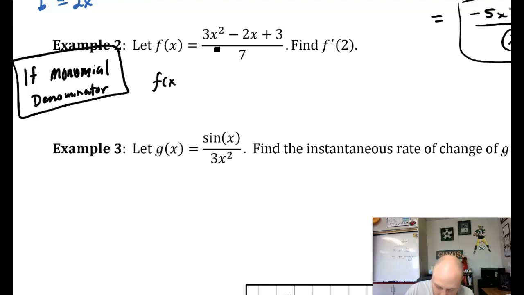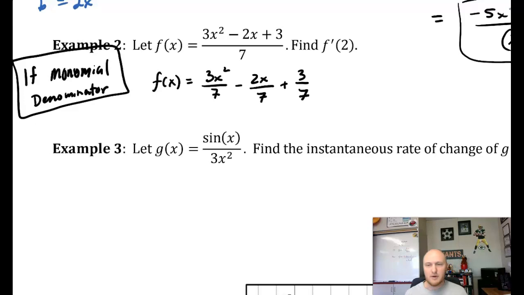So what I'm going to do is say, okay, f of x is 3x squared divided by 7 minus 2x divided by 7 plus 3 divided by 7. I can go ahead and split that. This is true. I can divide every single term by that denominator. And then my derivative is so much easier. Even if you have a variable in your denominator, if you have one term, just split all of the terms.